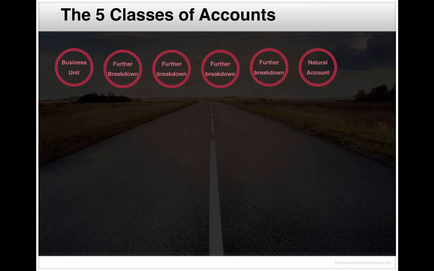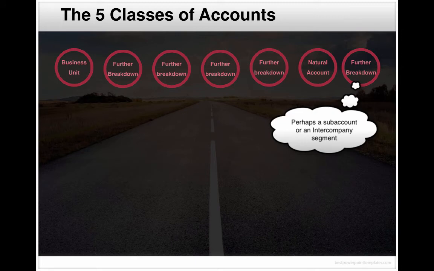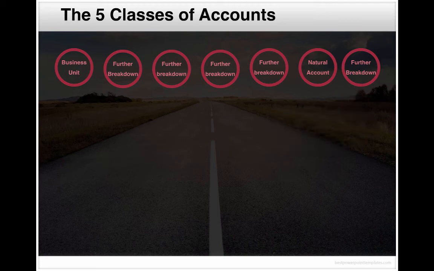And even after the natural account, organizations might choose to further break down their types of transactions into perhaps a sub-account. Or sometimes, very often, what we've seen is that if there's a sale among different business units, then you might see an intercompany segment that would denote the transaction moving from one business unit to another business unit. So that's an example of further breakdown for a particular type of transaction.